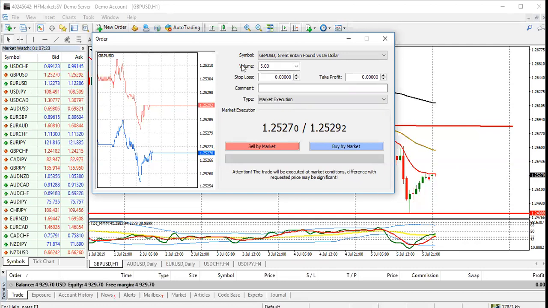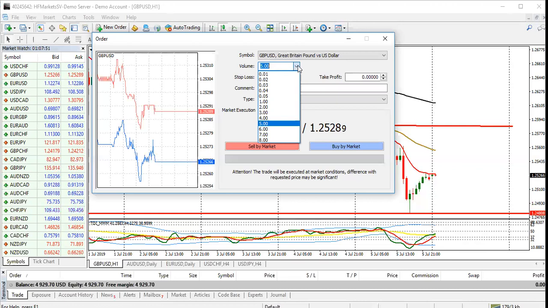The lot size is also known as the volume. So you click on the drop down on the lot size or the volume, and you can see that we have quite a number of values here. 0.01, which is the least, 0.02, and those are people that are trading micro lot sizes, depending on your account size, depending on your capital. When you have more capital to trade the mini lot sizes, then you start thinking of what?